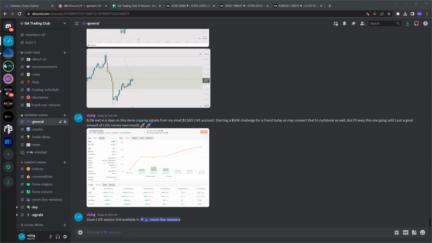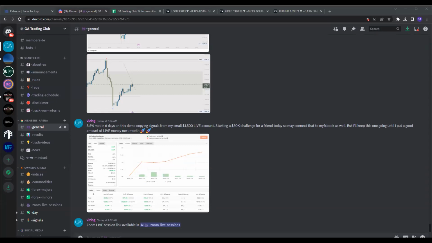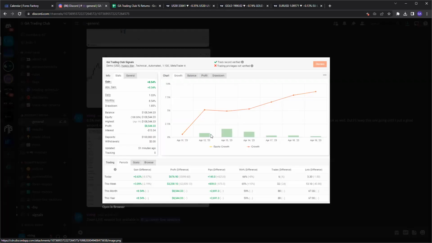My FX book still hasn't updated, but for this particular account, it's up 9,000 in just 6 days, and the max drawdown has been like 1.85%. How to interpret this drawdown: I risk 0.5% per trade on this 100K account, so that's like 500 a trade. This means at most I had like 4 net losing trades.